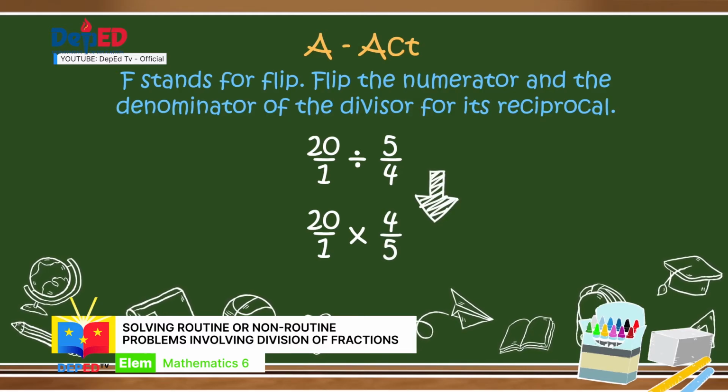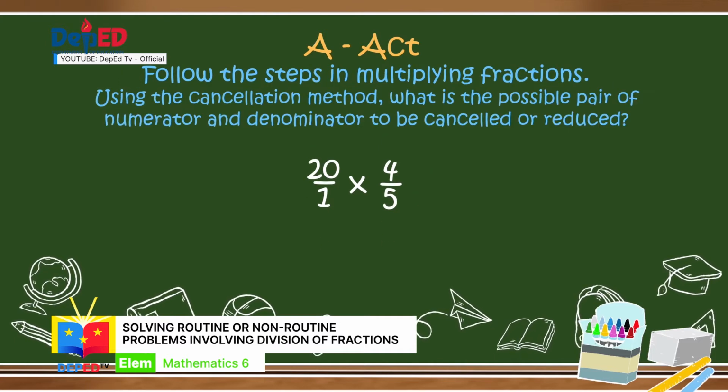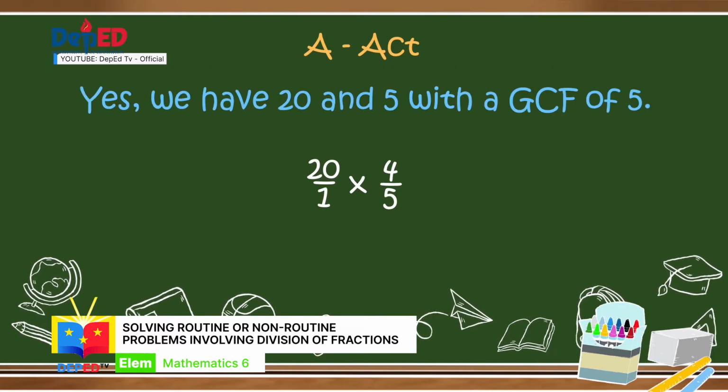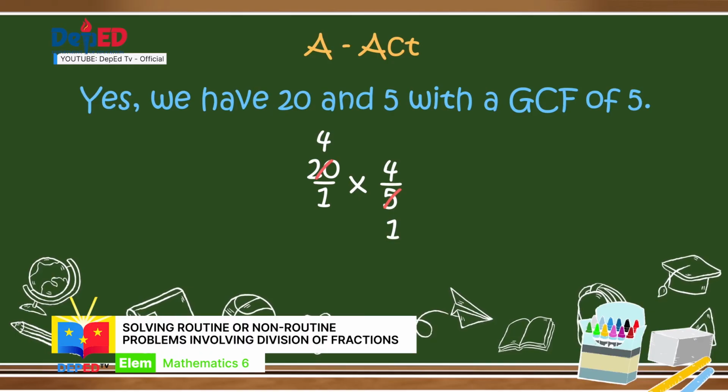Follow the steps in multiplying fractions. 20 over 1 times 4/5. Using the cancellation method, what is the possible pair of numerator and denominator to be canceled or reduced? Yes, we have 20 and 5 with a GCF of 5. 20 divided by 5 becomes 4. 5 divided by 5 becomes 1.